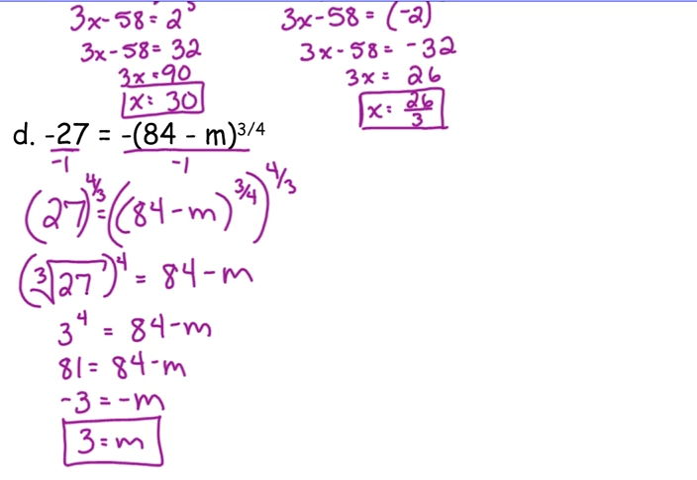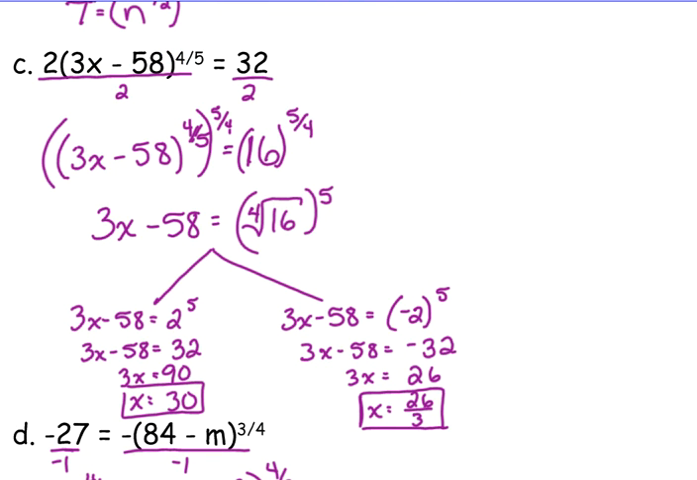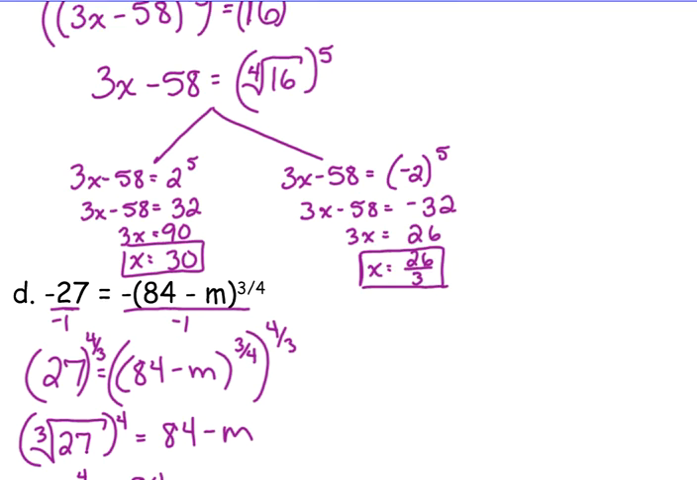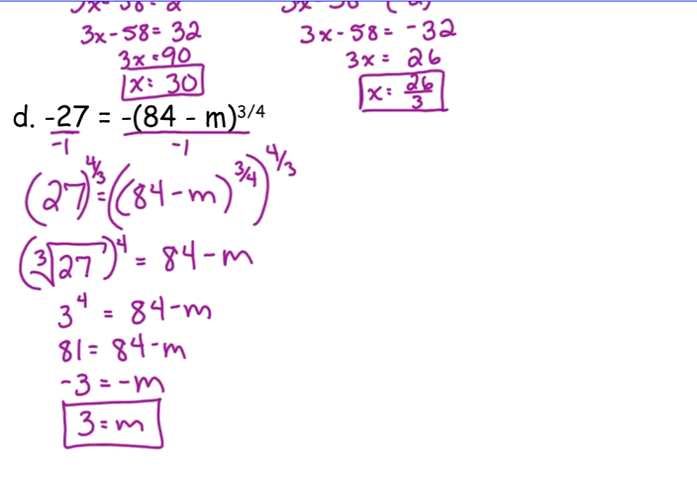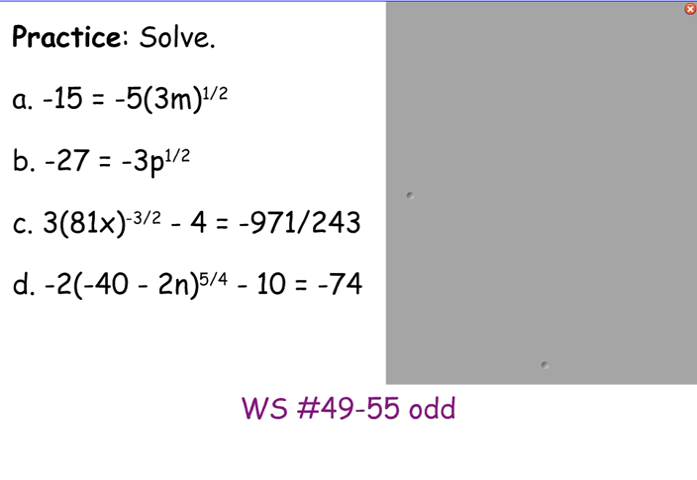It's like what we've been doing. The biggest thing you've got to remember, if you take an even root, you've got to consider the plus and the minus. If you take an even root, you must consider the positive and the negative. There should be two solutions. Odd root, you only got one choice, but if you take an even root, you've got to have two solutions.